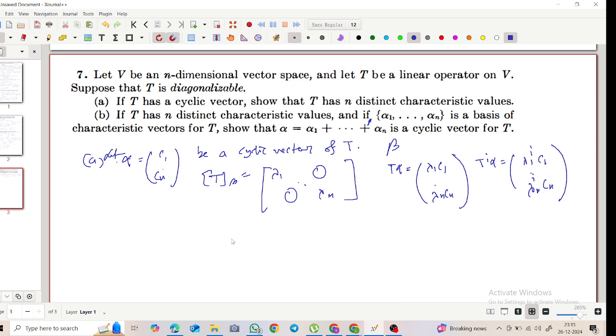Now think about this matrix: alpha, T alpha, up to T to the power n minus 1 alpha. How does this matrix look like? C1 to Cn, then lambda 1 c1 up to lambda n cn, and lambda 1 to the power n minus 1 c1 up to lambda n to the power n minus 1 cn.